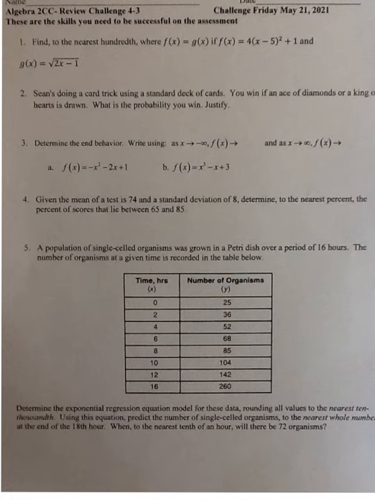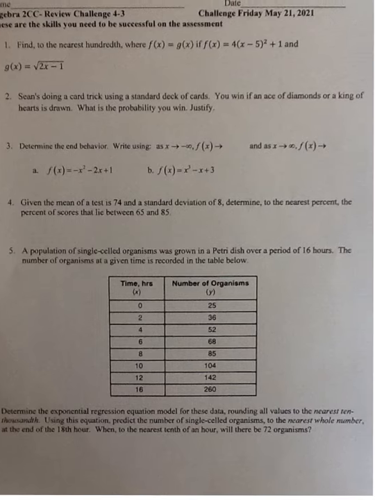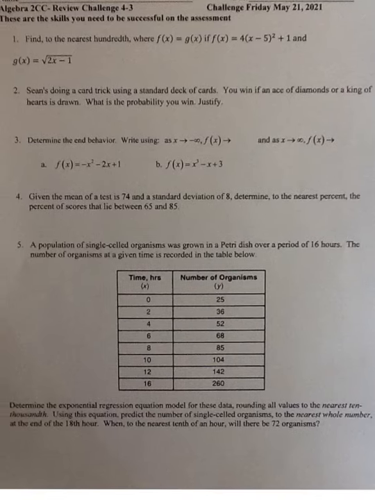Okay, so number 2 says, Sean's doing a card trick using a standard deck of cards. You win if an ace of diamonds or a king of hearts is drawn. What is the probability you win? Justify your answer. All right, so how many diamonds are aces, or how many aces are diamonds?